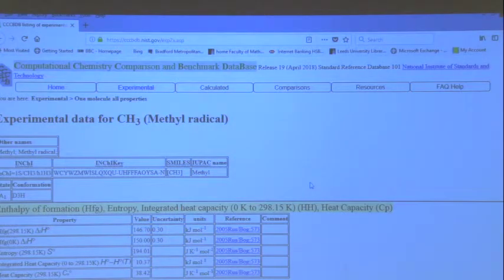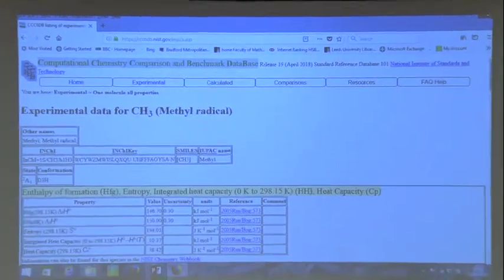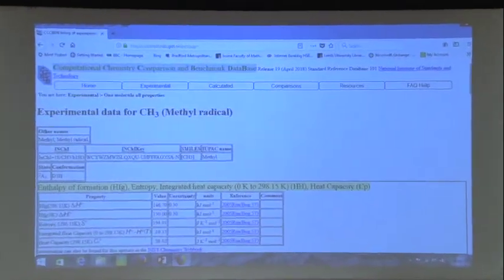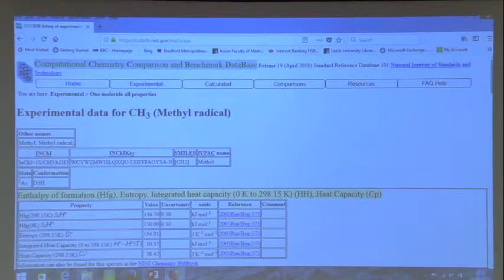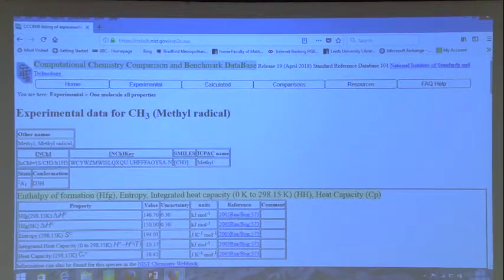So here's the data on this CCCBDB database. These are experimental data for the methyl radical. So again, for the methyl radical.